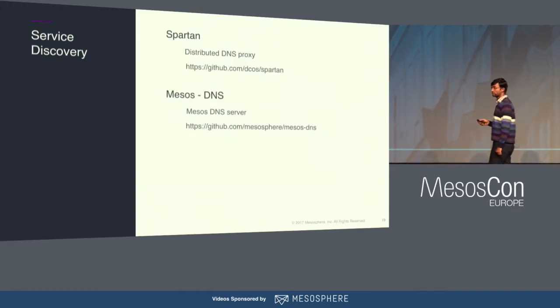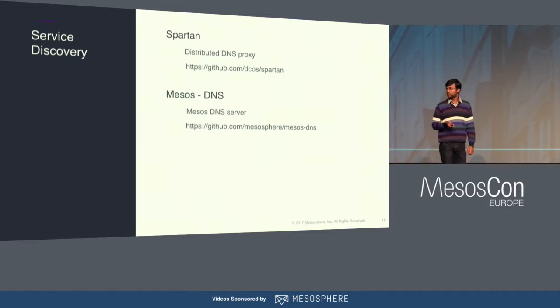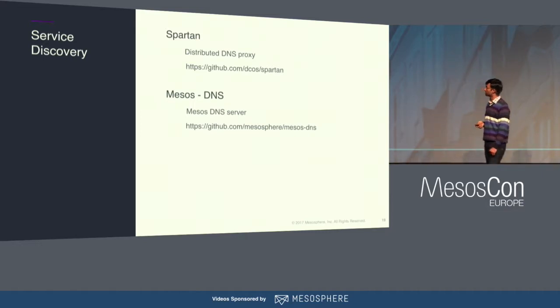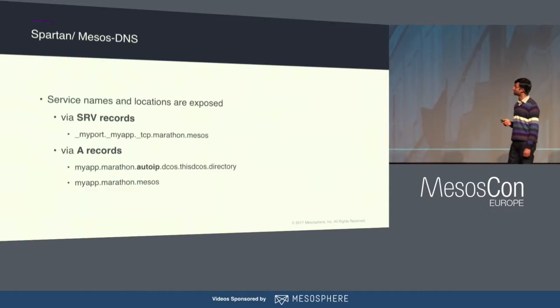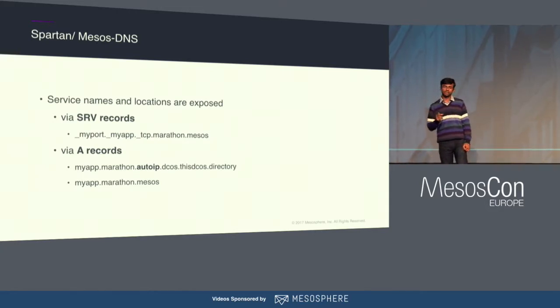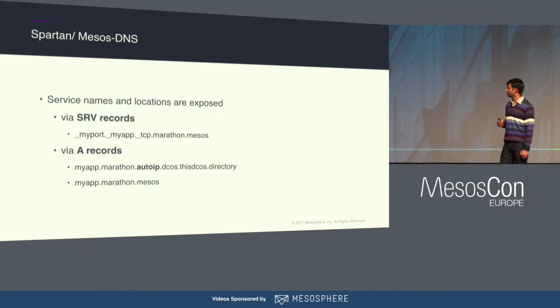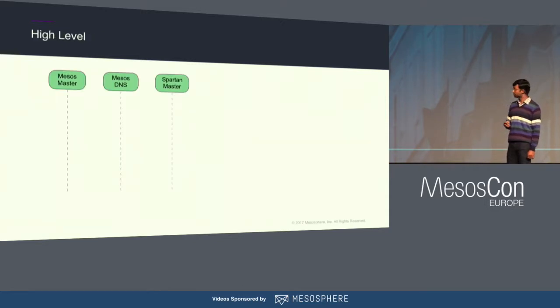So that was about the IP connectivity. Now coming to service discovery. Service discovery in DC/OS is done through two components. One is Spartan, and another is Mesos-DNS. For each task or service that is launched on a DC/OS cluster, there are certain DNS records that are created. There are A records that are created by both Spartan and Mesos-DNS, and also the SRV records.